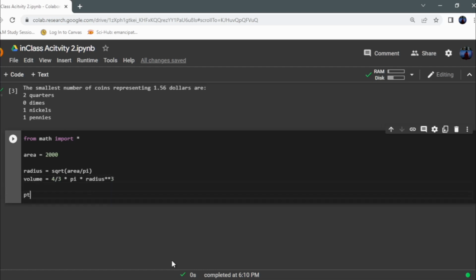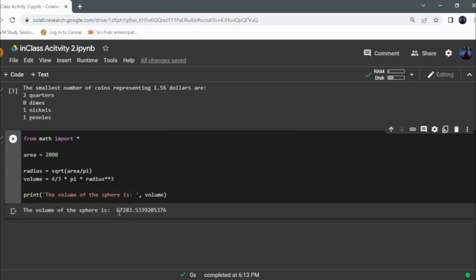There we go. Print the volume of the sphere. Sphere volume is... Now it's going to be a float. Yes, 67,283.53. So what I like to do is just do this.